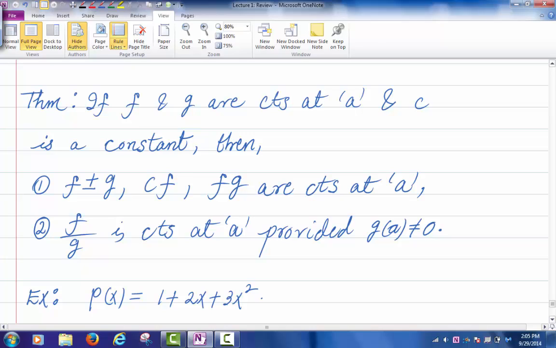Recall that we have this theorem which says that if you have two functions f and g, and they are both continuous at a number a, and c is a constant here, then their sum, any multiple of them, or their product, these are all continuous at a as well. So if f and g are continuous at a, all these functions are continuous at a as well. Also, the ratio is continuous at a as long as the denominator doesn't vanish at a.